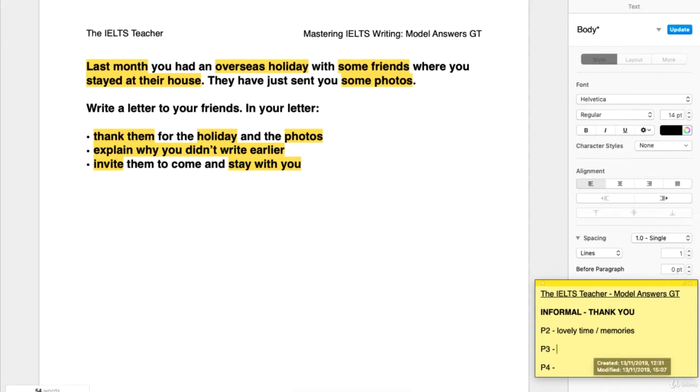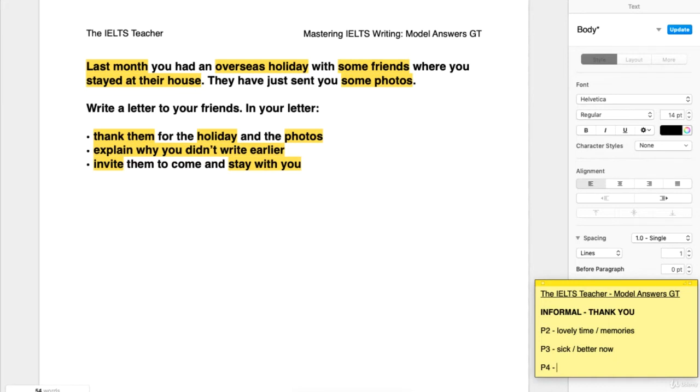In the next paragraph, we're explaining why we didn't write earlier. Maybe we got sick when we came home. So we became sick when we came home. Any more that we could write? It's always good if we could have two things just to bulk out the paragraph. We can think, how are we now? Are we better? Well, I say better now. We can turn that into a sentence as well.